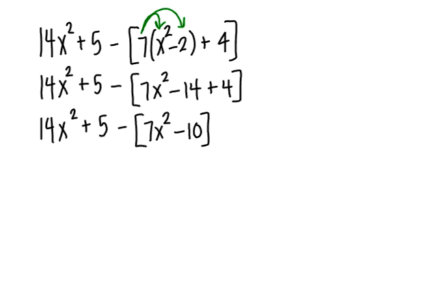To get rid of the brackets, I'm going to use that negative sign, which is understood to be a negative 1. And I'm going to multiply that negative 1 through the brackets. So I get 14x squared plus 5 minus 7x squared, and two negatives would make a positive 10.